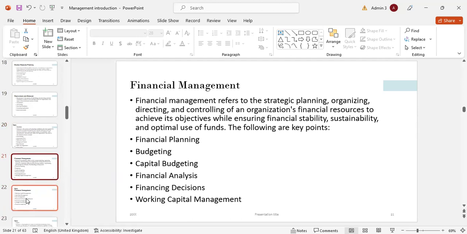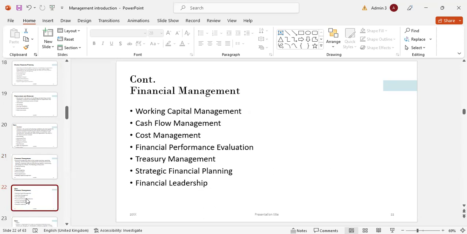Financial management. Financial management refers to the strategic planning, organizing, directing, and controlling of an organization's financial resources to achieve its objective while ensuring financial stability, sustainability, and optimal use of the funds. The following are the key points: financial planning, budgeting, capital budgeting, financial analysis, financial decisions, and working capital management.